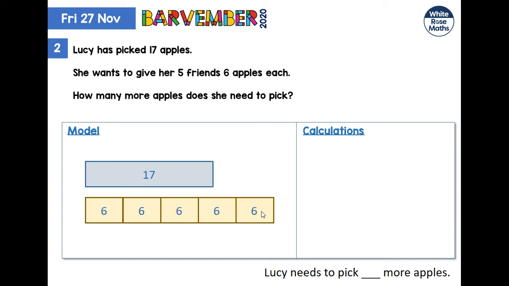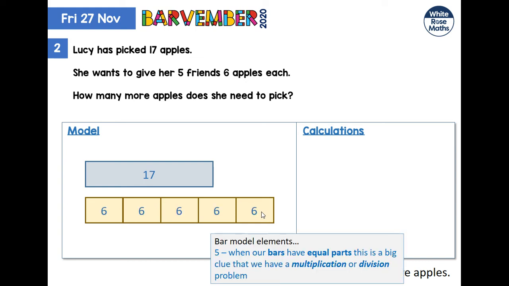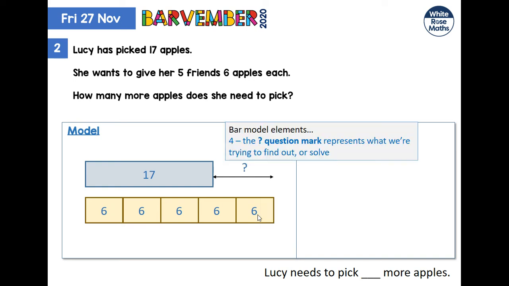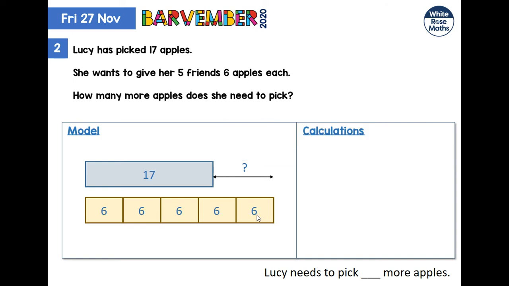They've got equal parts. And whenever we have equal parts, that's a clue that we're going to do a multiplication or division problem. What are we being asked to find out? We're being asked to find out the difference. So we use our double-headed arrow. How many more? How many less? How much older? How much younger? How much bigger? And our question mark to indicate that that's what we're trying to find out.